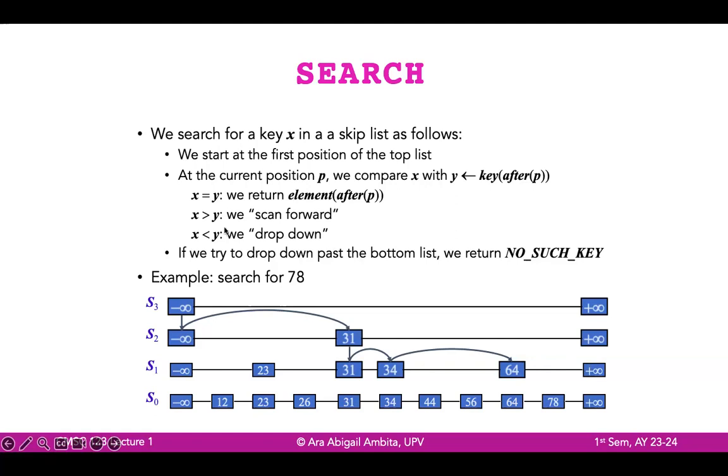We know that 78 is less than positive infinity. So if x is less than y, we drop down. From 64, we go down to S sub 0. Now P is at 64 in S sub 0, and the element after it is 78. We compare the key 78 with the element after P, which is 78, and we know that they are equal. So we return the element because we have already found it.